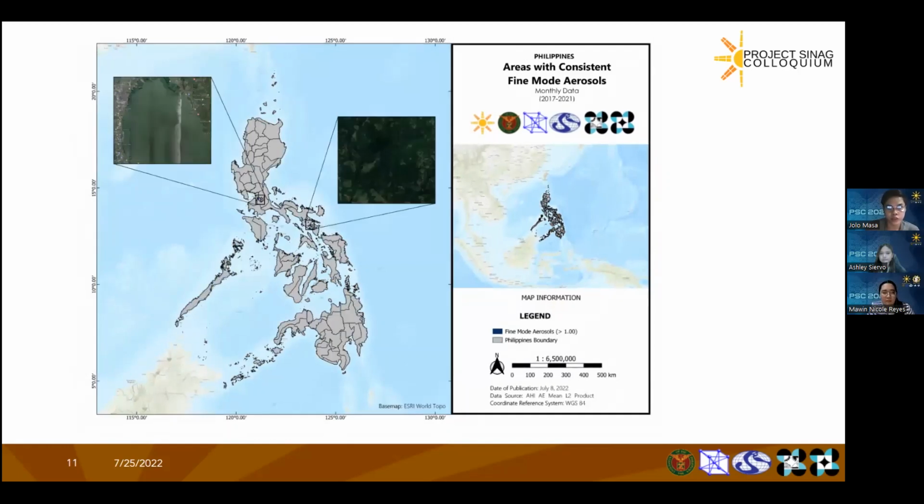The next slide shows the areas with consistent fine mode aerosols for monthly data for the years 2017 to 2021. For the highlighted parts, the left side includes Laguna de Bay, and the right side includes the mountain ranges in Bicol such as Mount Cabanbangan, Mount Pulong, and Mount Micomedia.